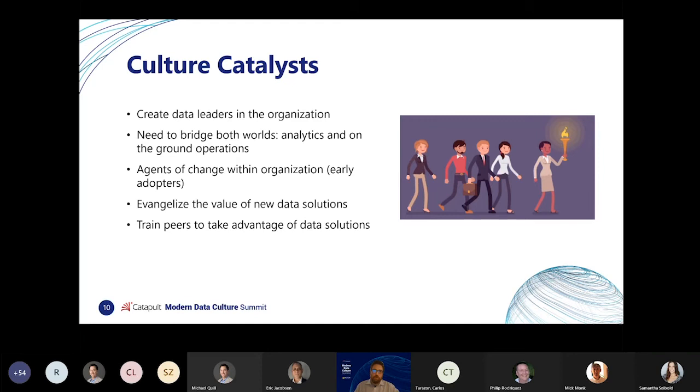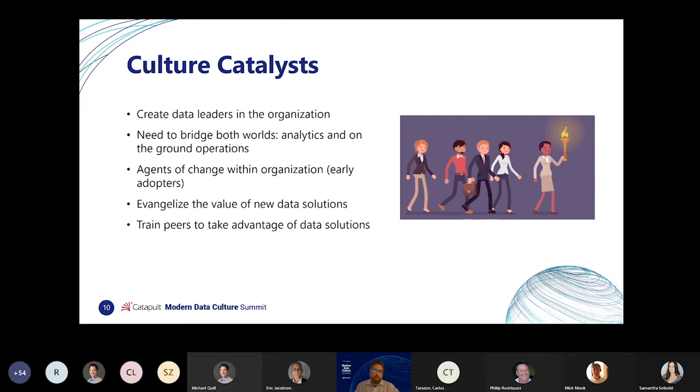These folks will play a role in evangelizing the value of new data solutions to help make better decisions. And they can perform informal training with their peers, maybe formal training with their peers, but you're getting it from your peers, which is, I think, the key there.